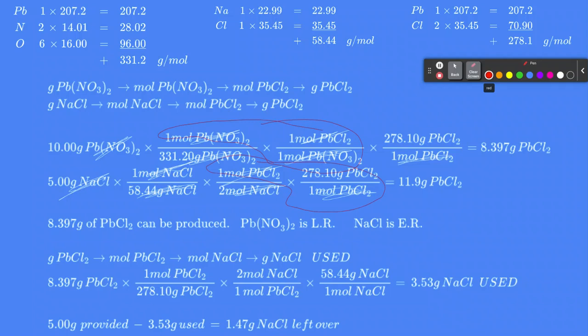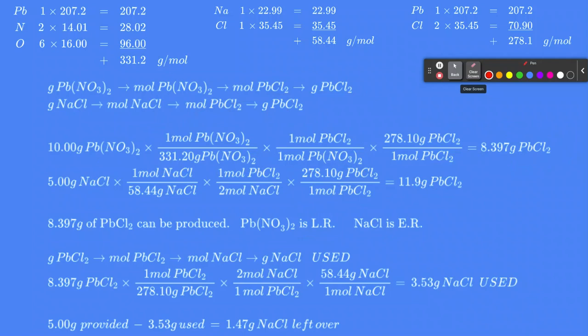So your sodium chloride would be able to produce 11.9 grams, but since that's larger than the other amount, we could only produce 8.397 grams of lead 2 chloride. Now, that's the amount that can be produced. Since lead 2 nitrate was the one that did that, that would be our limiting reactant, and sodium chloride is our excess reactant. Now, we're going to go in reverse.